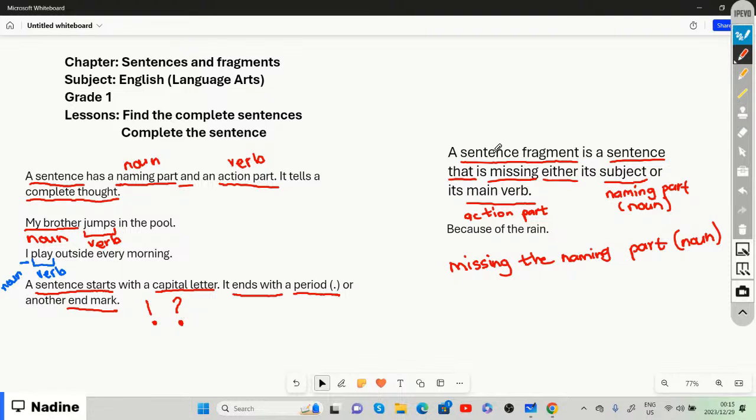And then we have a sentence fragment, right? A sentence fragment is a sentence that is either missing a subject, which is the naming part or the noun, or it is missing the main verb, which is the action part. So it can basically miss either one of those. It's either a sentence with only a naming part or a sentence with only an action part. And in this sentence, which is "because of the rain," it only has an action part and it is missing the naming part.